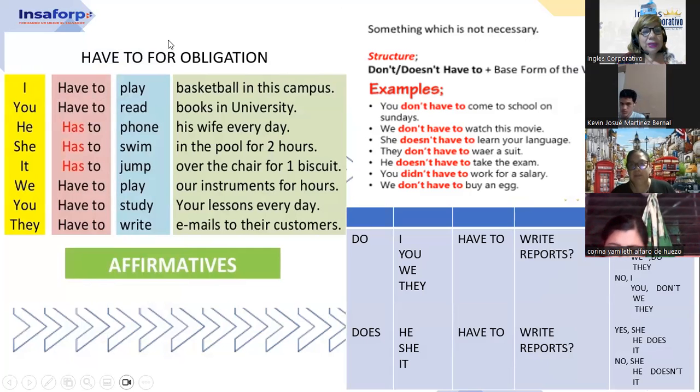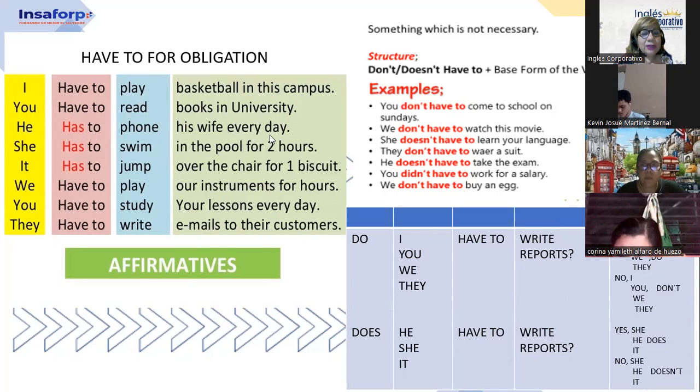Okay, we said that we use have to for obligation. Most of the time it is for external situations that make us say that we have to do something. For example, if I say I have to play basketball in this campus, it's because somebody told you that you have to use this campus. Maybe you prefer to play basketball or football in a campus near your house. You have to read books in the university. It's an obligation, right? To read books in university.